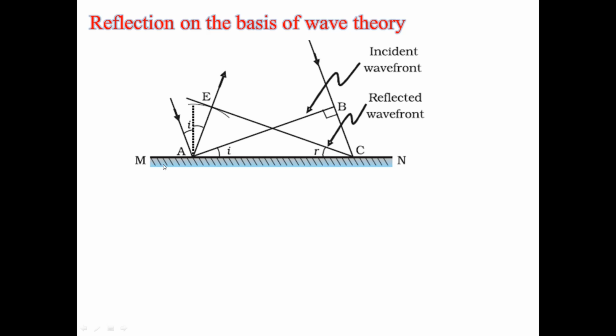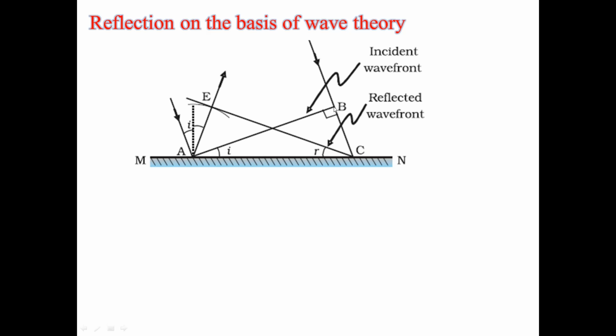Now let us explain reflection on the basis of wave theory. Let us consider a plane mirror MN. Consider two rays, one incident at A and the other incident at C. Let us draw the incident wavefront. AB represents incident wavefront. It is a plane wavefront. The part of the wavefront at A gets reflected, while the part at B has to cover a distance BC before it gets reflected.